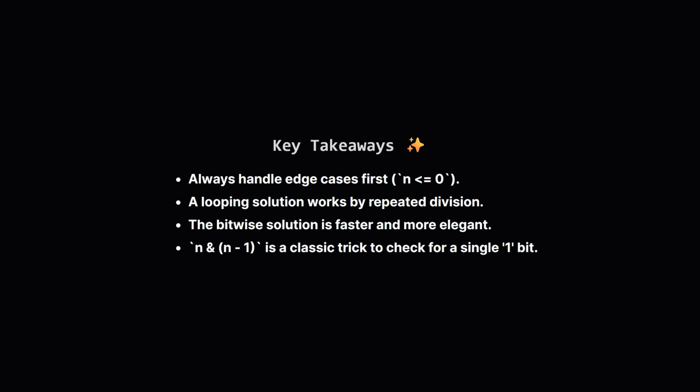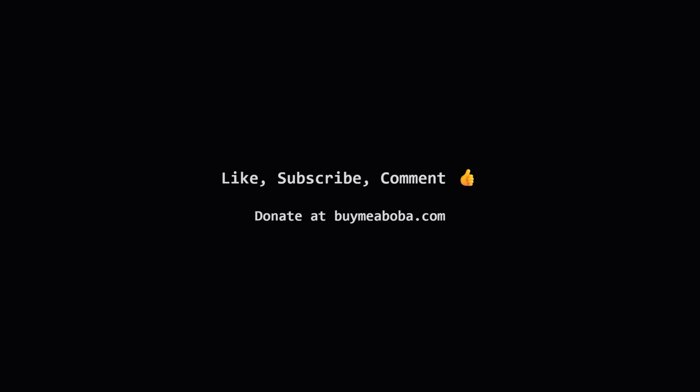Alright, let's quickly recap. First, always remember to knock out those edge cases, like negative numbers and 0. We saw two main ways to solve this. The iterative approach of repeatedly dividing, and the much more clever bitwise approach. And the key takeaway for that second method is that neat little trick, using n AND n-1 to see if a number has only a single set bit. I really hope that breakdown helped make things clearer.